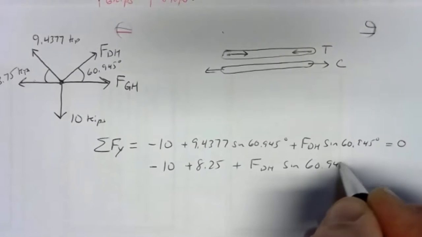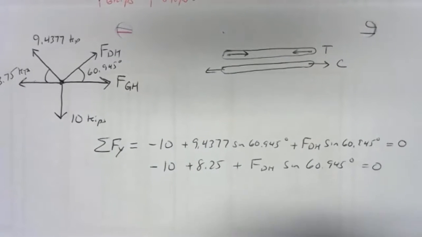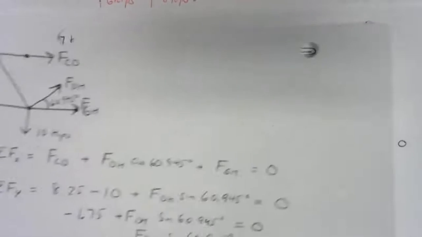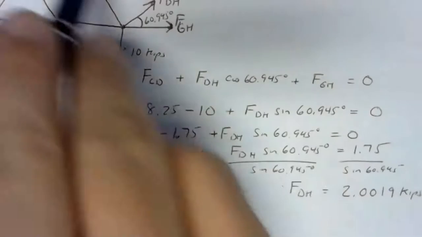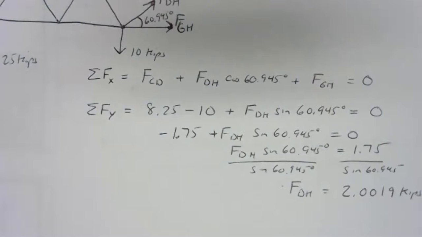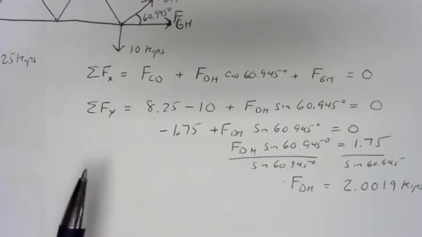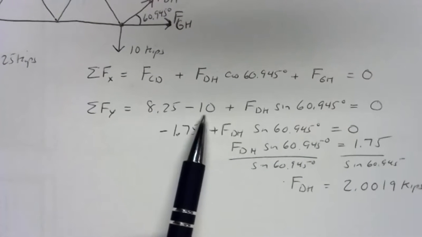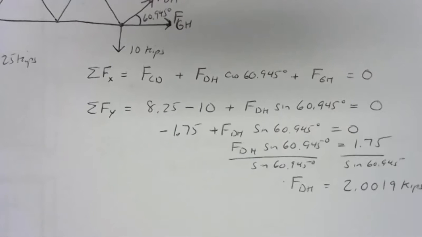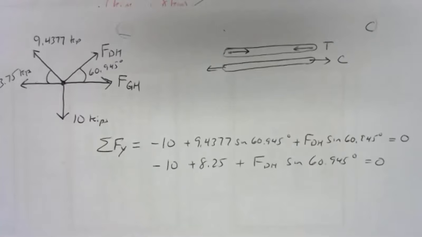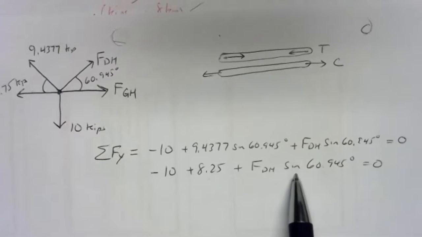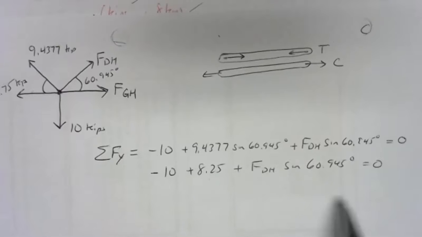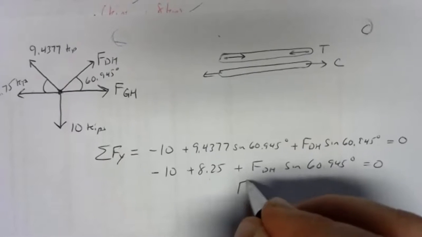sine of 60.945 degrees. Well, that ought to sound kind of familiar. It's the same y direction equation we got in the second cut, trying to solve it by method of sections. Almost the same anyway. Well, no, exactly the same. We have a positive 8.25, we have a negative 10, and then we have FDH sine of 60.945. There's a negative 10, there's a positive 8.25, there's FDH sine of 60.945. So when we solve this, we're going to get exactly the same answer.